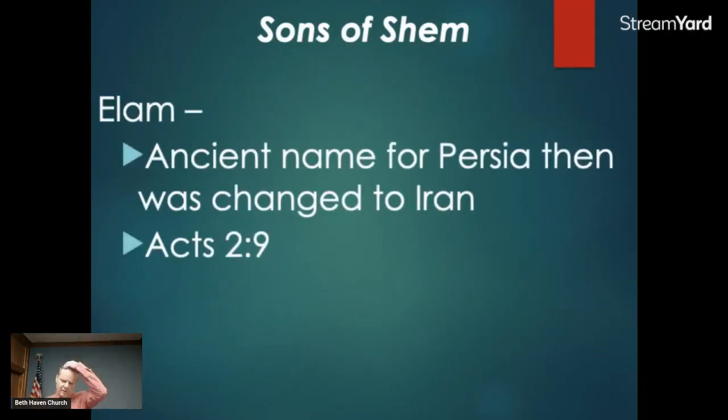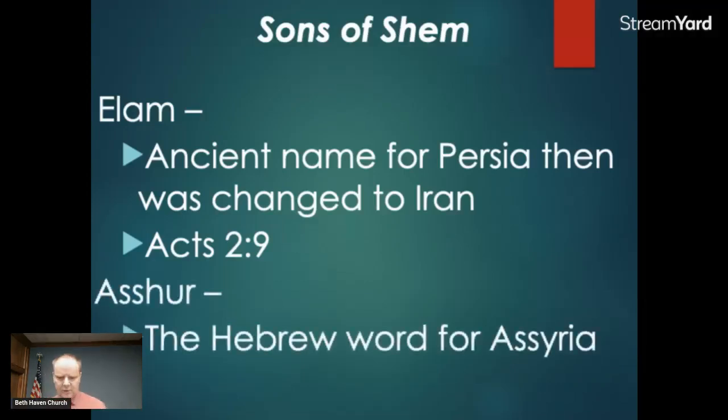Elam, sons of Shem. Let's talk about Elam. Elam is the ancient name for Persia. It was changed to Iran later. Again, you got that from Acts chapter 2, verse 9, where the word Elam is still being used in the Greek New Testament. It's not called Iran. It's called Elam. And it got changed later on. You'll also have Asher, which is the Hebrew word for Assyria.